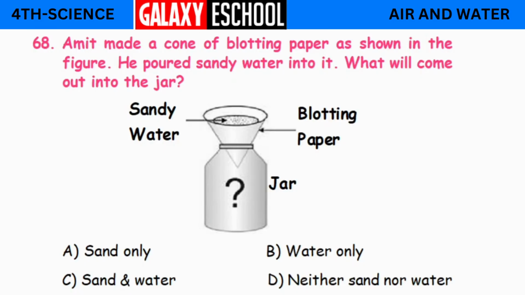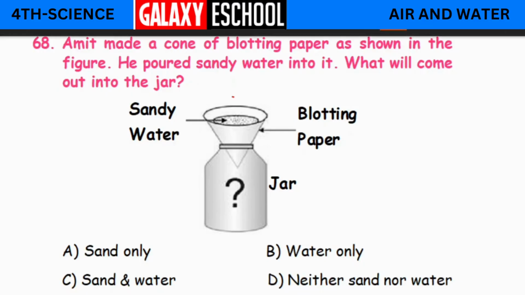Amit made a cone of blotting paper as shown in the figure. He poured sandy water into it. What will come out into the jar? Okay children, so Amit made a cone of blotting paper. See here, this is the cone made of blotting paper. And what is blotting paper? If you pour any liquid on this blotting paper, not only water, oil, kerosene, any liquid, it is going to absorb it very quickly.